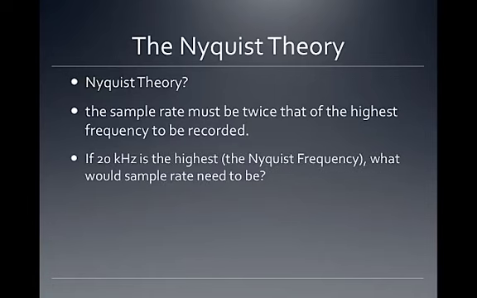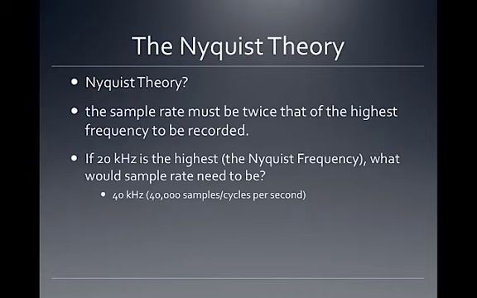So if we wanted to record the highest frequency that we can hear, so 20K, we want that frequency to be recorded, then the Nyquist theory states that we would have to record at a sample rate of 40,000 times per second. And again, we're measuring this in hertz, so 40,000 hertz.